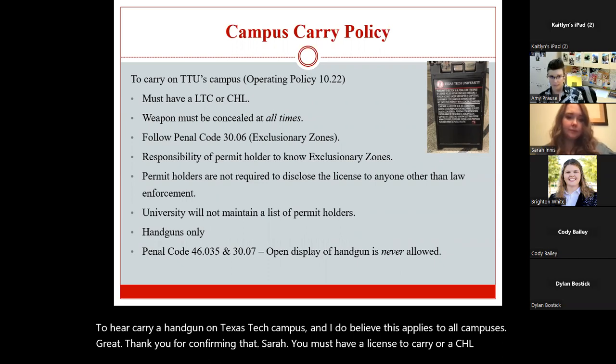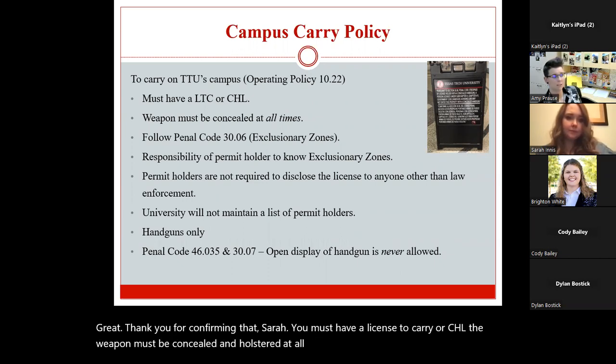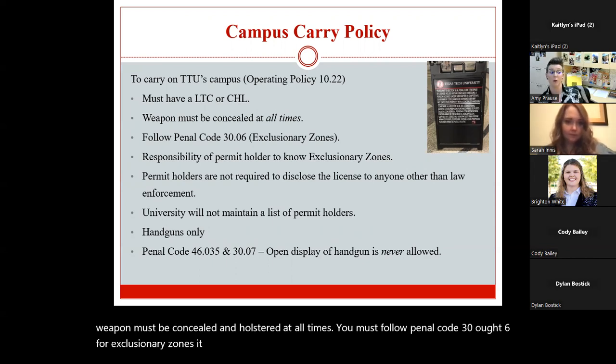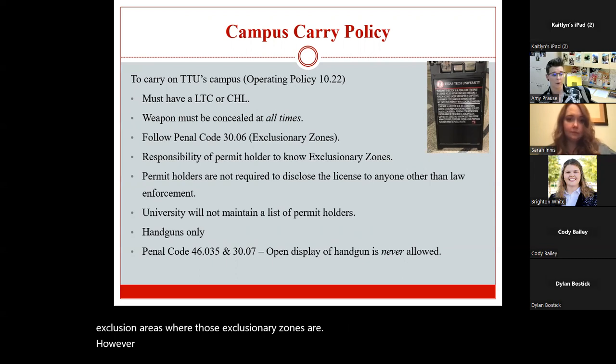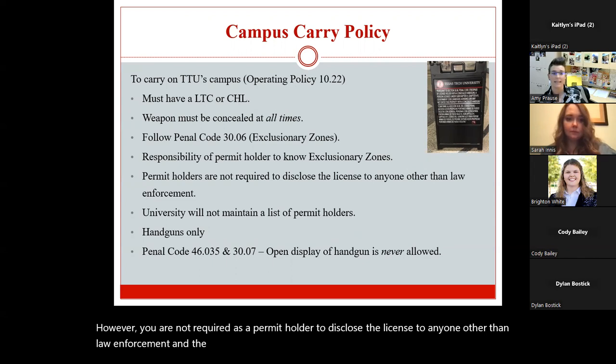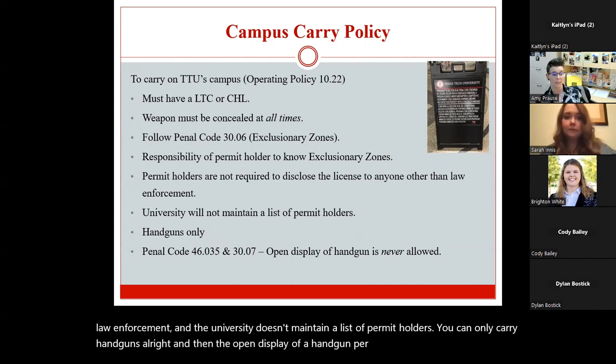The weapon must be concealed and holstered at all times. You must follow Penal Code 30.06 for exclusionary zones. It is the responsibility of the permit holder to know exactly where those exclusionary zones are. However, you are not required as a permit holder to disclose the license to anyone other than law enforcement, and the university doesn't maintain a list of permit holders. You can only carry handguns, all right? And then the open display of a handgun per Penal Code 46.035 and 30.07, displaying it is never allowed.